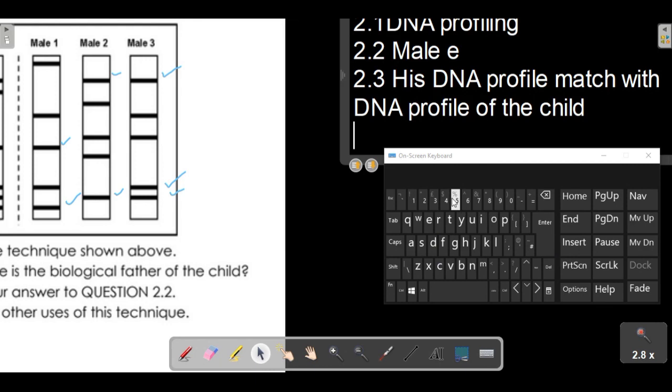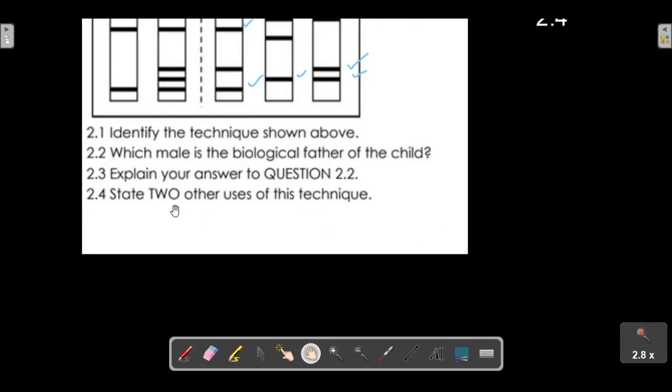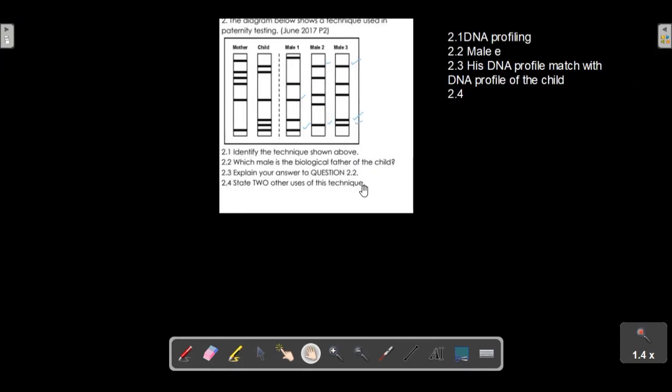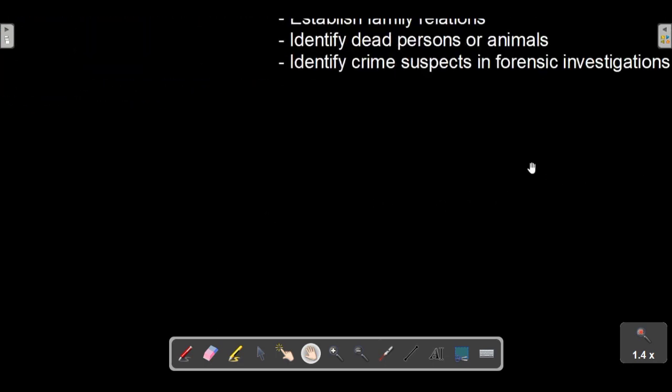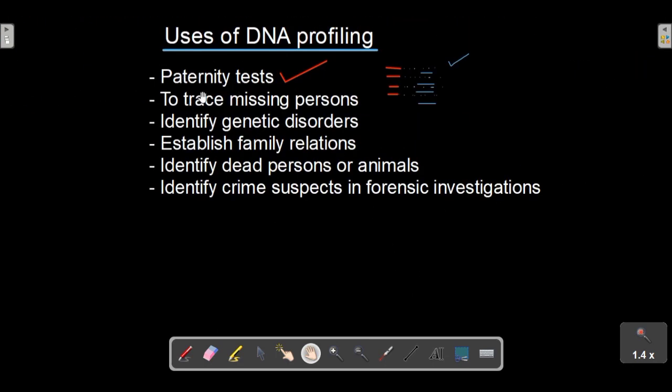Right. And then the last question, which is 2.4, says state 2 other uses of this technique. How many do we have? We have a lot, guys. These are the types of questions that they will ask you. It can include paternity test, trace missing persons, identify genetic disorders. You can go with any one of these, but 2 of them, and then you get your full mark.